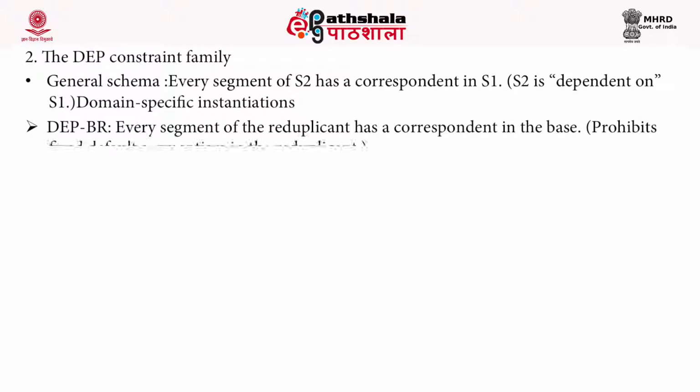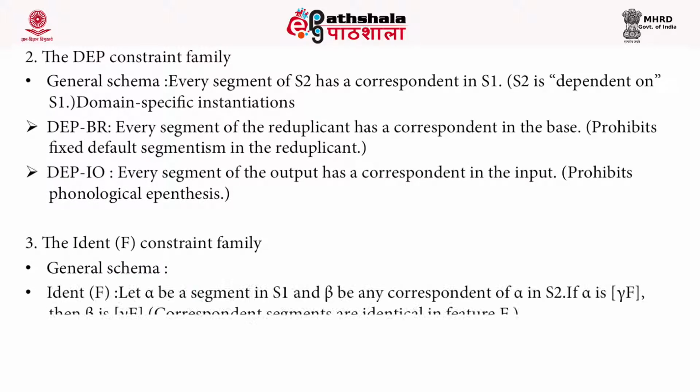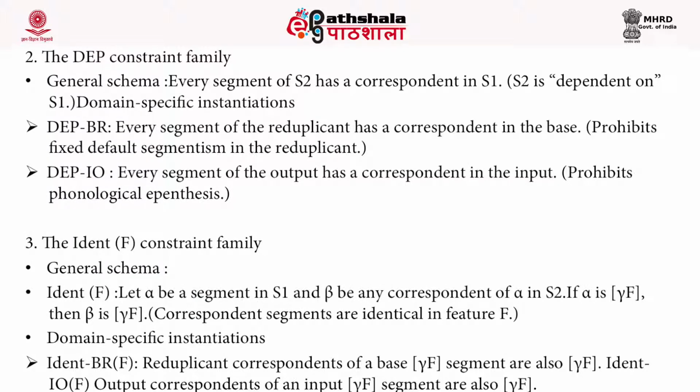The Dep constraint family talks about no epenthesis. Now you cannot epenthesize any segment. That talks about the BR and the IO family. Dep BR is no epenthesis in the reduplicant: if there is something in the base, you cannot epenthesize in the reduplicant affix. And Dep IO talks about no epenthesis in the output form: every segment in the output must have a correspondent in the input. Similarly in BR, every segment in the reduplicant must have a correspondent in the base.